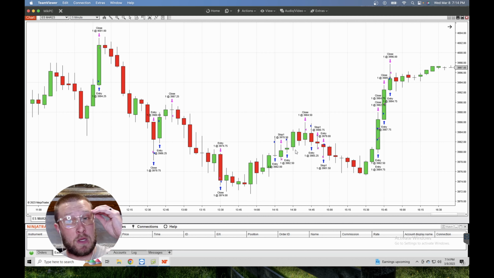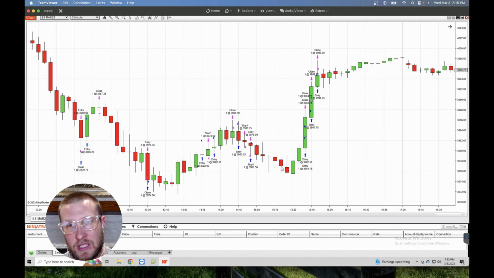Just the amount of money that I was giving back through this area right here is kind of embarrassing, but I'm doing this anyways to be transparent. I gave back $400, and at one point I was only $12.50 in the green, and then fortunately what happened at the very end of the day was this massive run up during power hour.